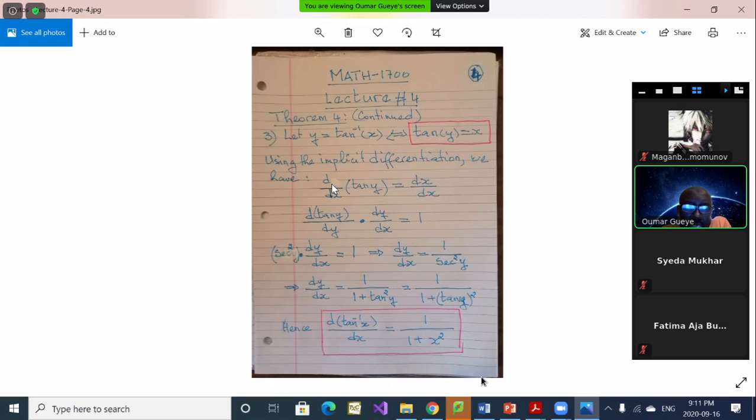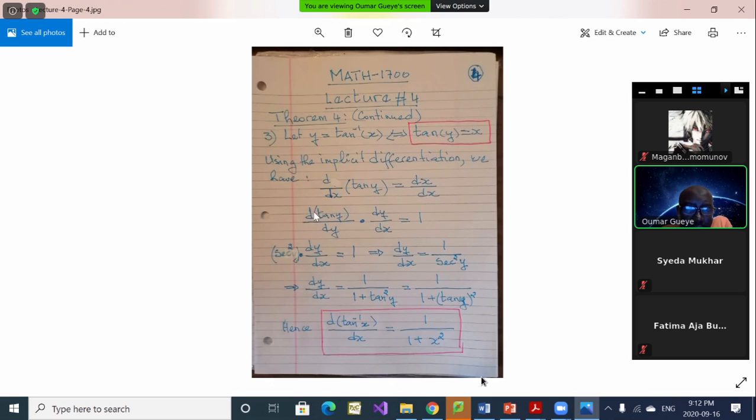This step is going to be the derivative of tan y with respect to x equal to dx by dx. And when you differentiate tan with respect to x, since the tan depends on y, we need first to differentiate it with respect to y, and after that we'll differentiate y with respect to x. And this is exactly what implicit differentiation says. You differentiate tan of y with respect to y times dy by dx, and the right-hand side becomes dx by dx, which is equal to 1.